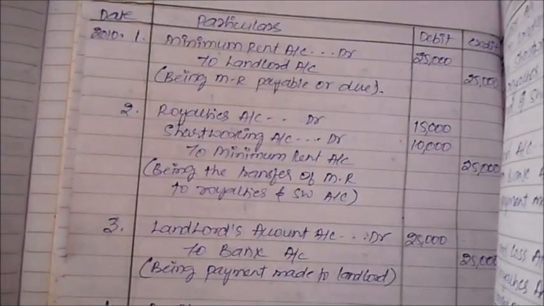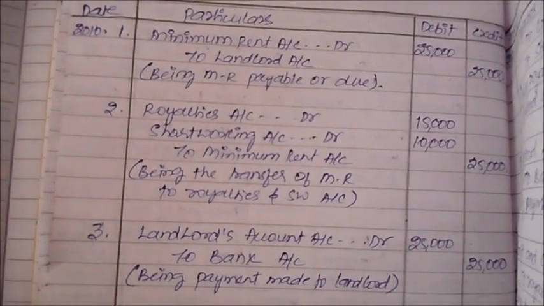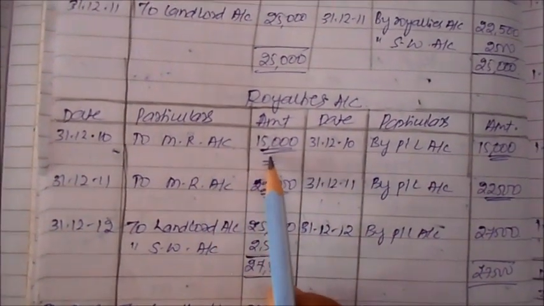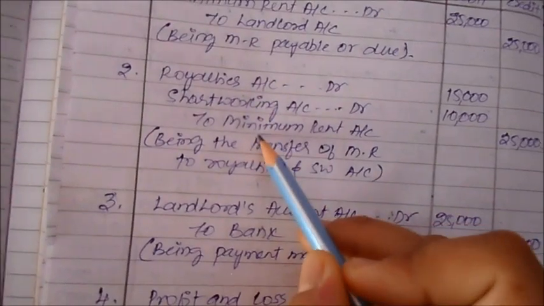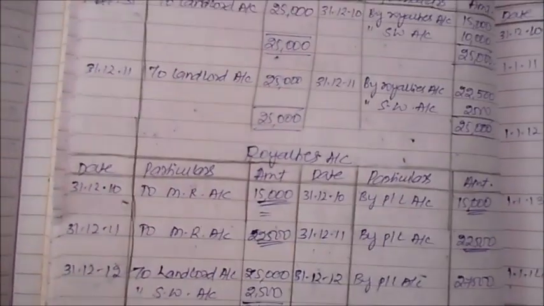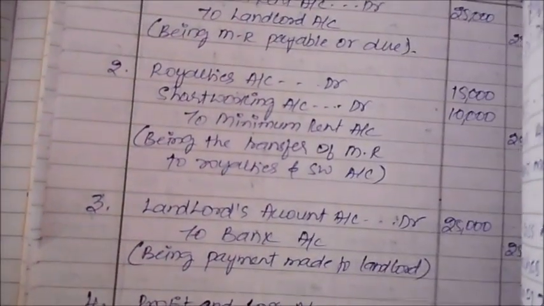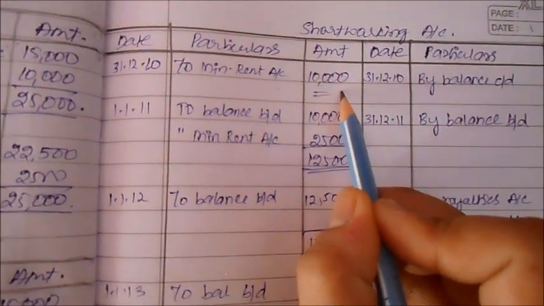Next, this entry I have already written. Royalties to minimum rent 15,000. I just have to split it: royalties to minimum rent, and short working to minimum rent 10,000.